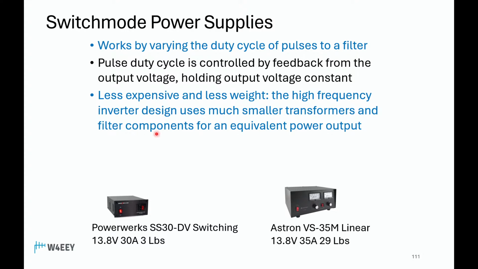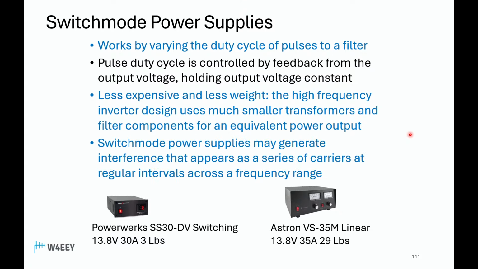A switch mode power supply is less expensive and less weight because it's running at a higher frequency. The linear is running at the 60 cycle AC current that you get from plugging into the wall. The switch mode takes that 120 volts and converts it to a much higher frequency, maybe 10 kilohertz, 15 kilohertz, or even higher, and then all of its internal electronics runs from that frequency, requiring smaller transformers and filter components for equivalent power output. Now let's see if this makes sense now. Less expensive and less weight. High frequency inverter design uses much smaller transformers and filter components for an equivalent power output.